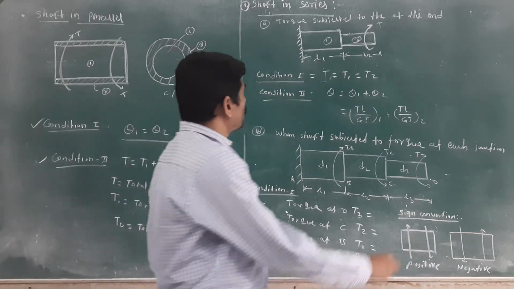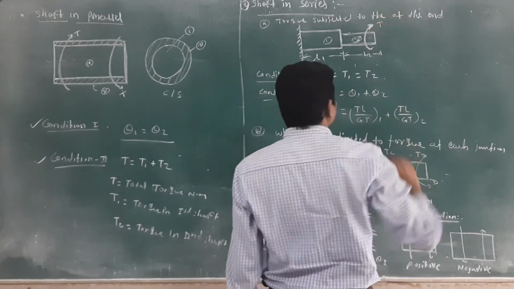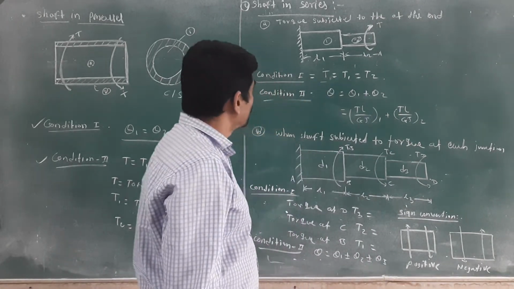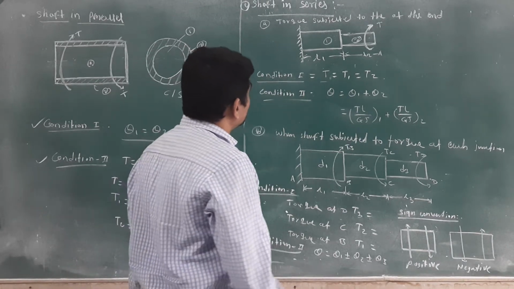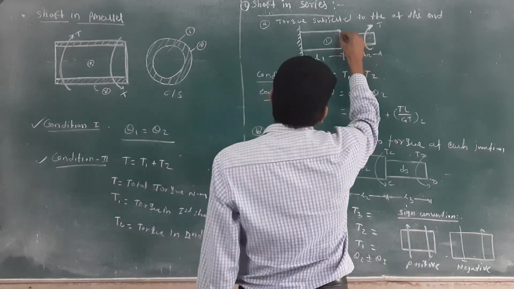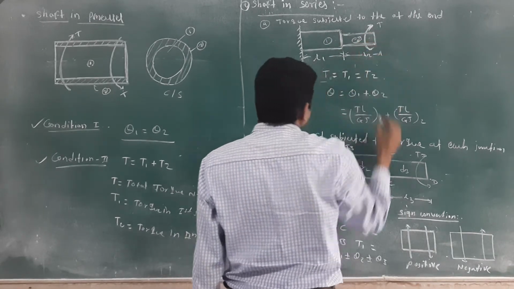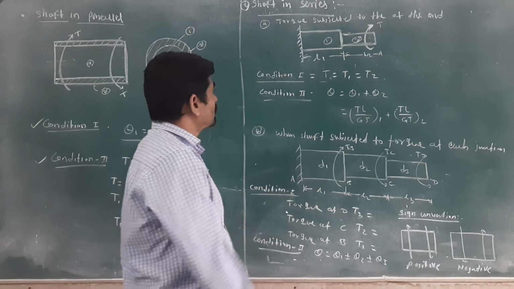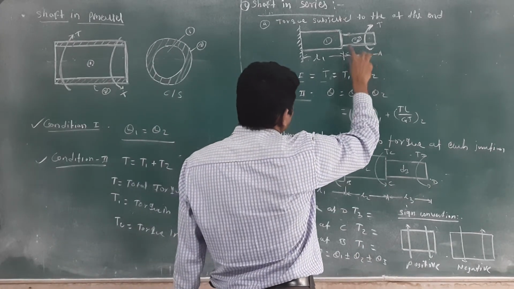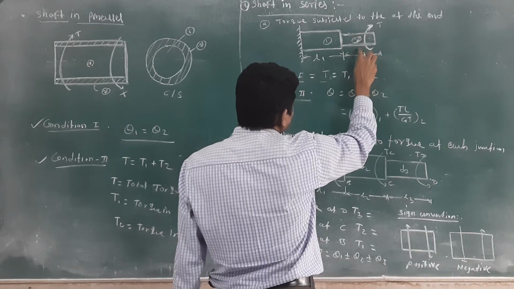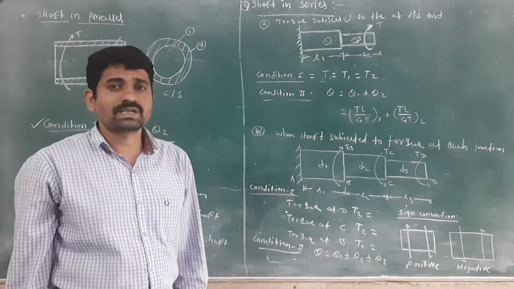If only one torque is applied at the end of the shaft, then you will get this relation. This is the first condition. The torque induced in the first shaft is equal to the torque induced in the second shaft. Suppose there is 50 Newton meter in the first shaft, then the same torque is induced in the second shaft. Then you should remember the first condition.